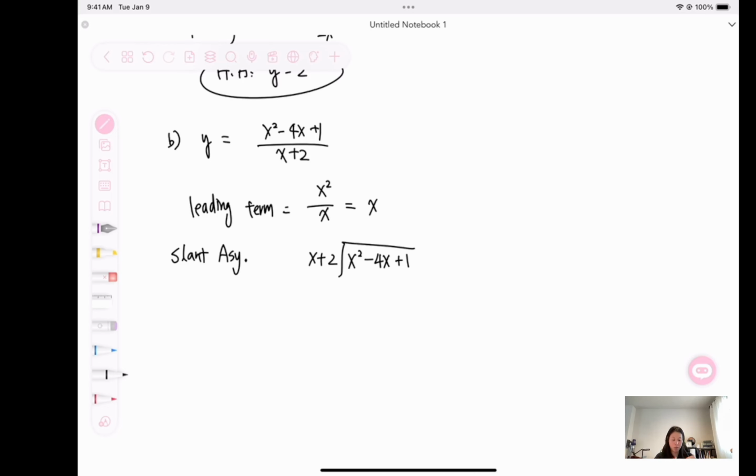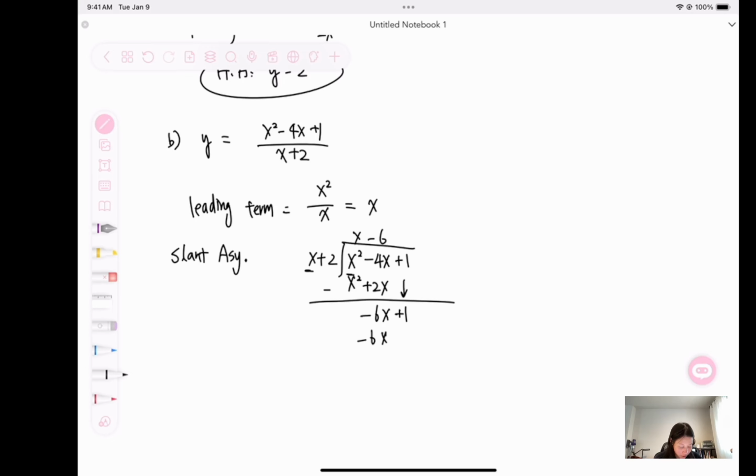So let's do a very quick review of how to do long division. Here is x squared, so we're missing an x. We use x times (x plus 2), which gives us x squared plus 2x. Subtract them: x squared minus x squared gives us 0, and negative 4x minus positive 2x is negative 6x. Now the coefficient is negative 6, so I need to subtract a negative 6, and drop the plus 1.